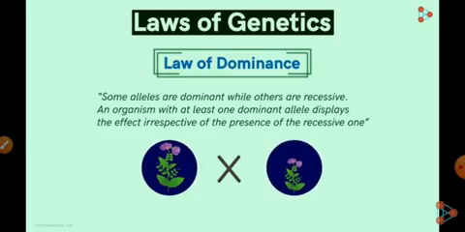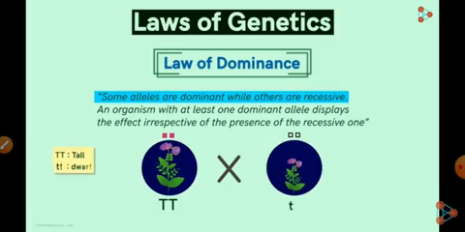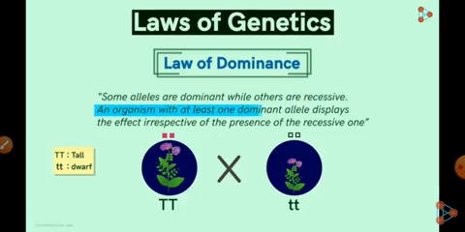The first part of the law says that some alleles are dominant while others are recessive. Here, can you tell me why is this plant tall? That's because it has both the dominant alleles. We represent it with the capital letters TT. Similarly, this is a dwarf plant as it has both the recessive alleles denoted by tt in the lower case. Now the next part of the law states that an organism with at least one dominant allele displays the effect irrespective of the presence of the recessive one.